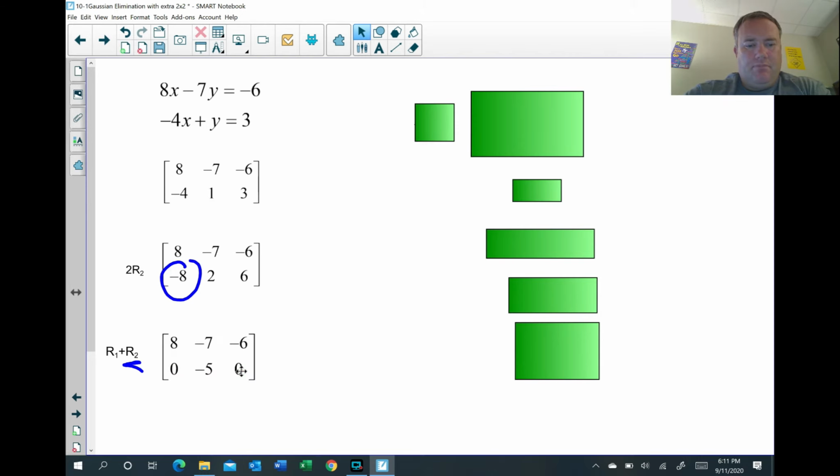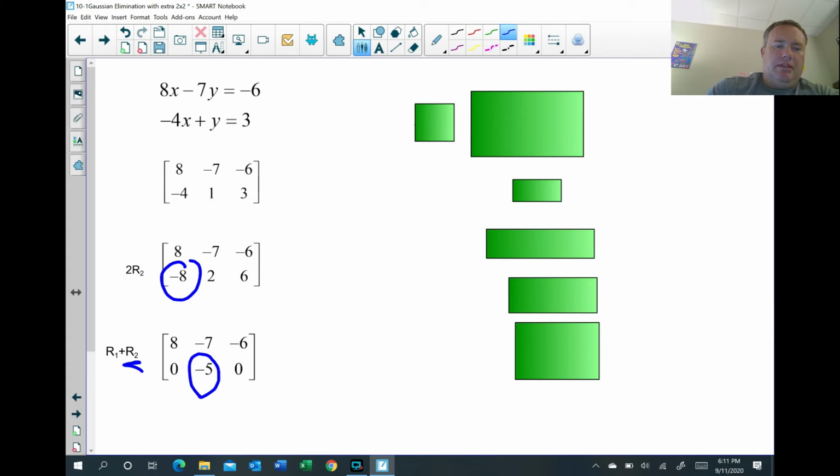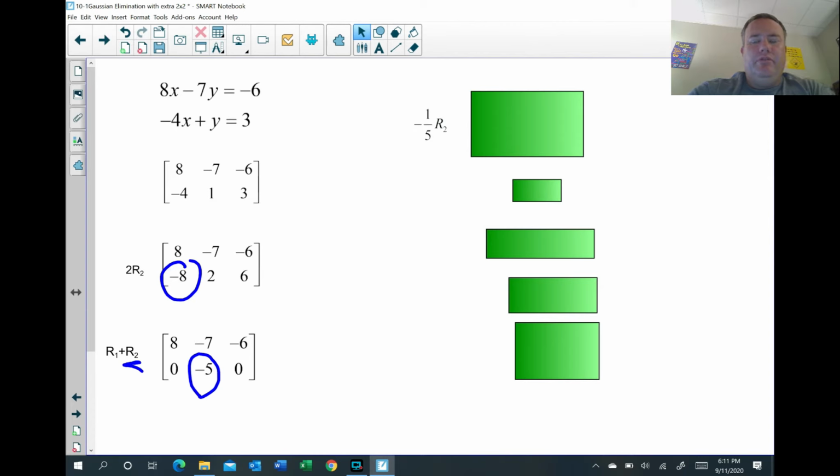Now, from here, this is going to be important, I'm going to make this a 1. When we talked about making something 1, you multiply by its reciprocal. So the reciprocal of -5 is -1/5. With that -1/5, I'm going to multiply only the second row. The first row is going to stay the same. So I repeat this first row, and now -1/5 times -5 is a 1. -1/5 times 0 is still 0.